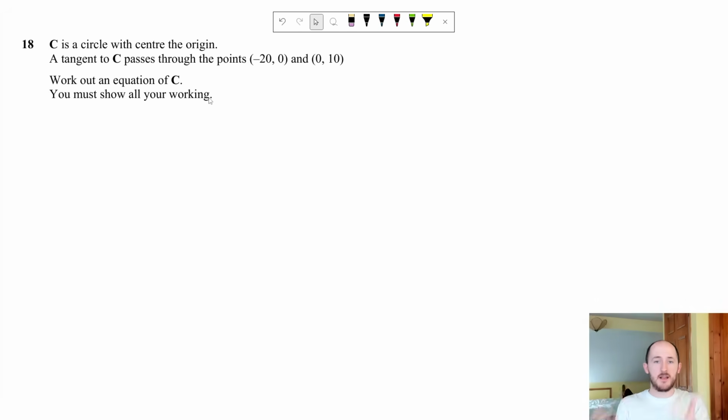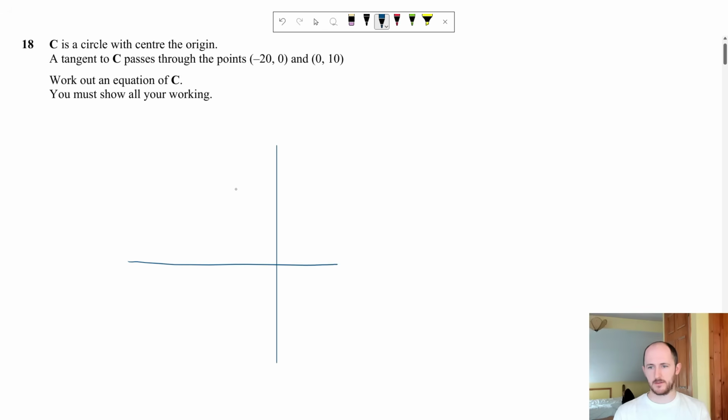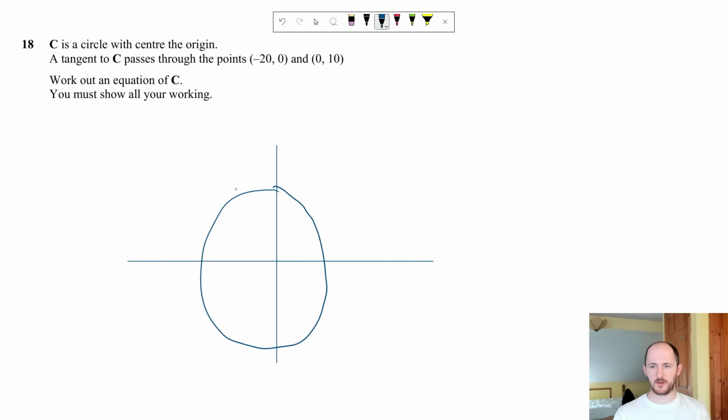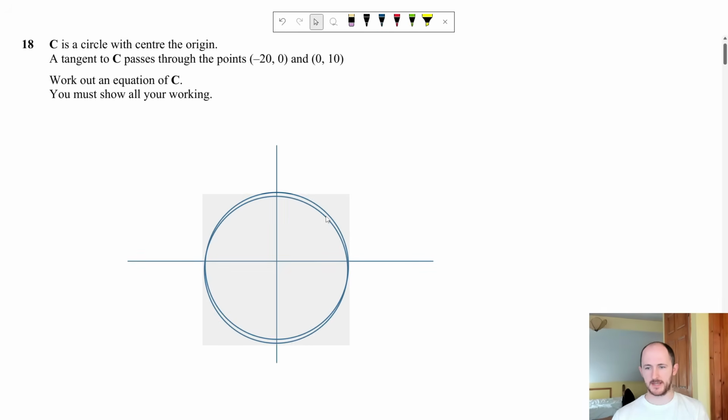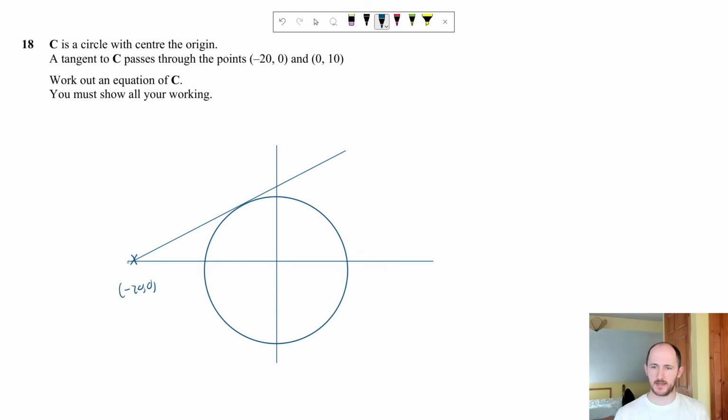Now, if I look at this, I have no idea what to do until I actually draw something out. So what I'm going to do is draw a set of axes, just like so, and then the circle is going to have the centre, so obviously your circle is not going to look as good as mine because I have autocorrect. And I'm just going to put it roughly around here. Then we have a tangent that passes through minus 20, 0 and 0, 10. So minus 20, 0 is of course along the x-axis. And then we have a tangent, like so, which means that point there must be 0, 10, the y-intercept.